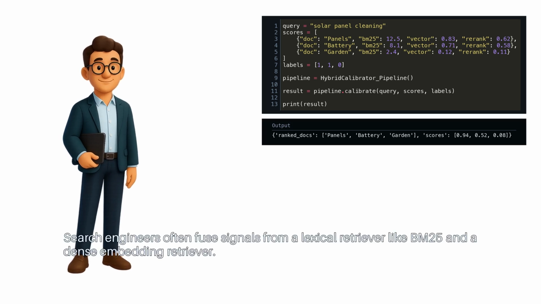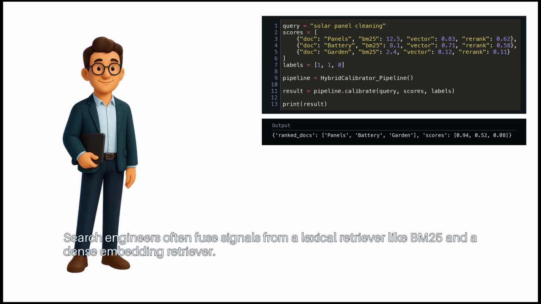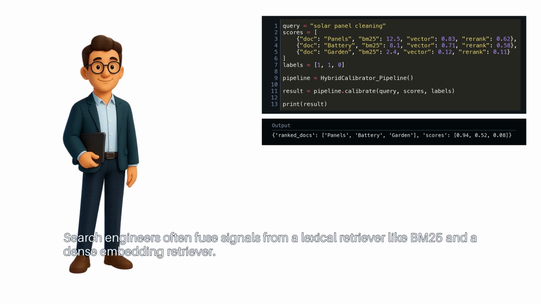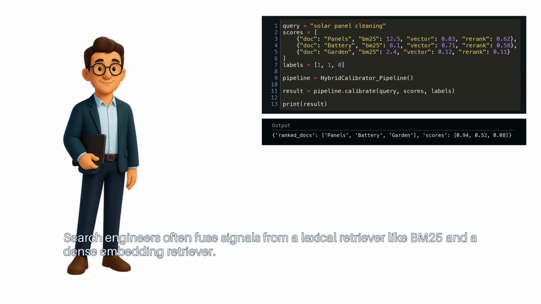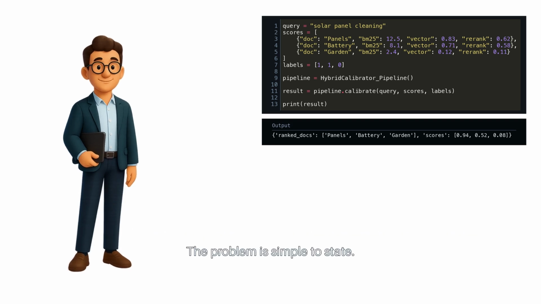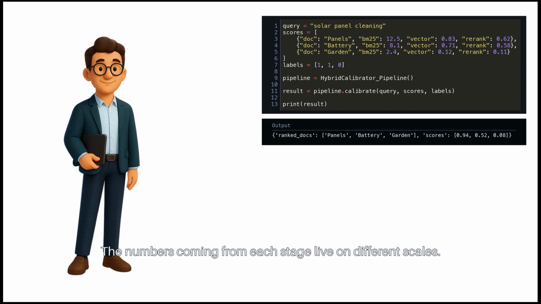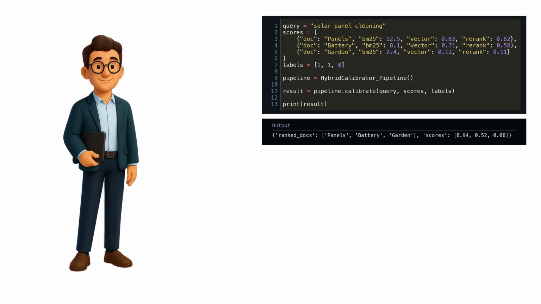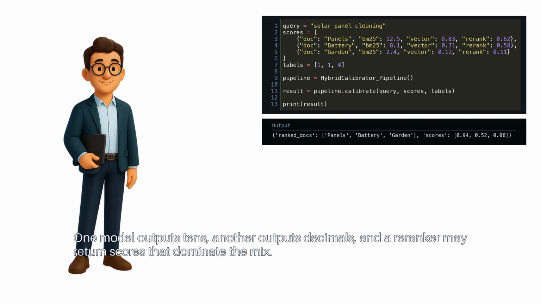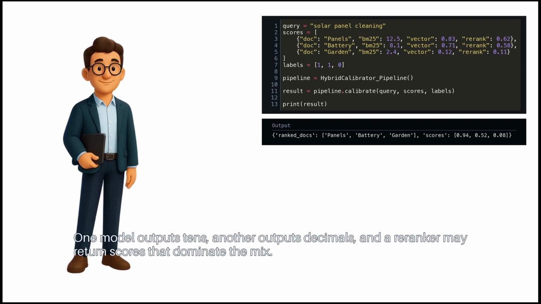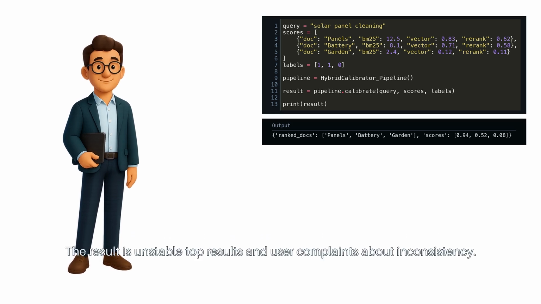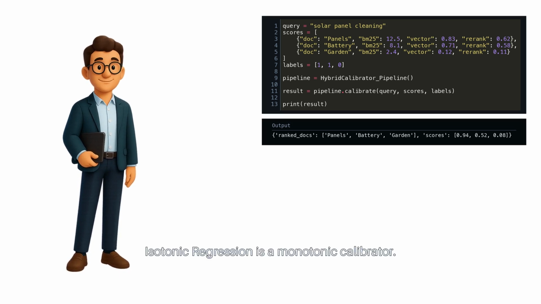Search engineers often fuse signals from a lexical retriever like BM25 and a dense embedding retriever. The problem is simple to state. The numbers coming from each stage live on different scales. One model outputs tens, another outputs decimals, and a reranker may return scores that dominate the mix. The result is unstable top results and user complaints about inconsistency.